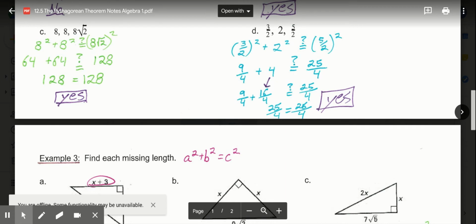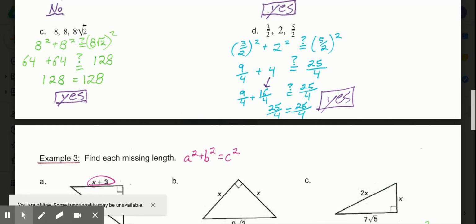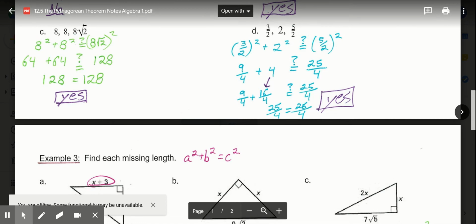And in D, we will set it up. Now, when you square it, I would leave it in fraction form. So 3/2 squared is 9/4, and 5/2 squared is 25/4. And then 9/4 plus 4. 4 is the same thing as 16 over 4. So 9 plus 16 gives us 25 over 4. So 25 over 4 on both sides. Yes, it is a right triangle.